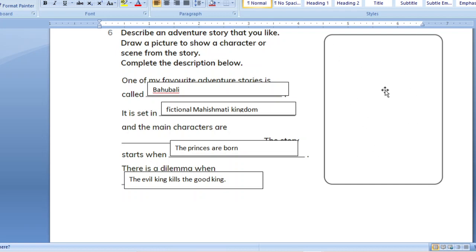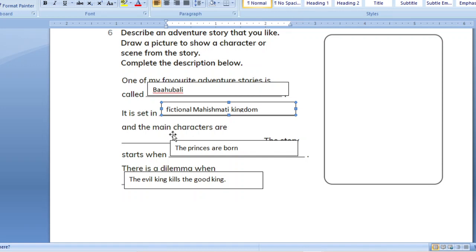Of course, I would draw the picture here. One of my favorite adventure stories is called Bahubali. I think it is B. Yeah. It is set in. So, what does it mean? Set in means, what is the setting? It is set in a fictional Mahishmati kingdom. Fictional means it is not real. There is no real Mahishmati place or anything.